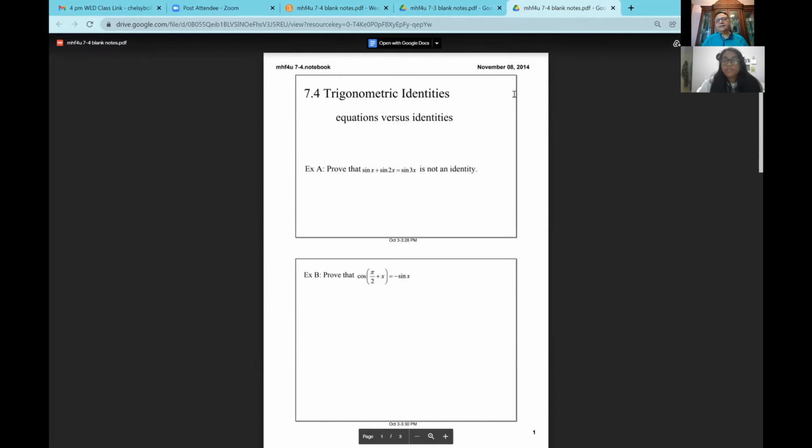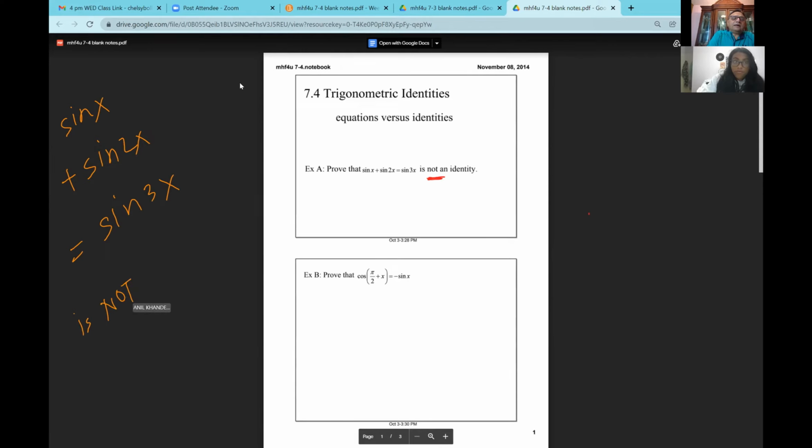Proving identities. Identities means both sides are the same, left and right side, correct? So very first example, can you please read the example? Example A, prove that sine x plus sine 2x equals sine 3x. Sine x plus sine 2x equals sine 3x is not an identity, right? So we have to show that it is not an identity.